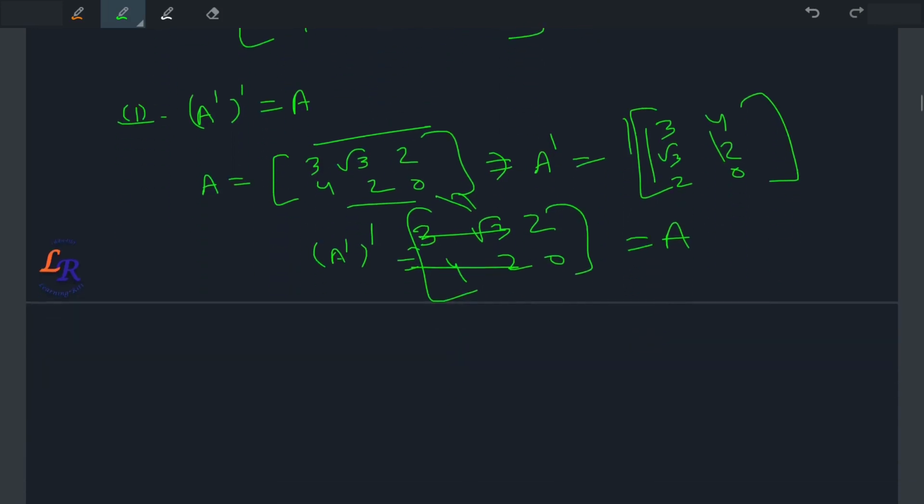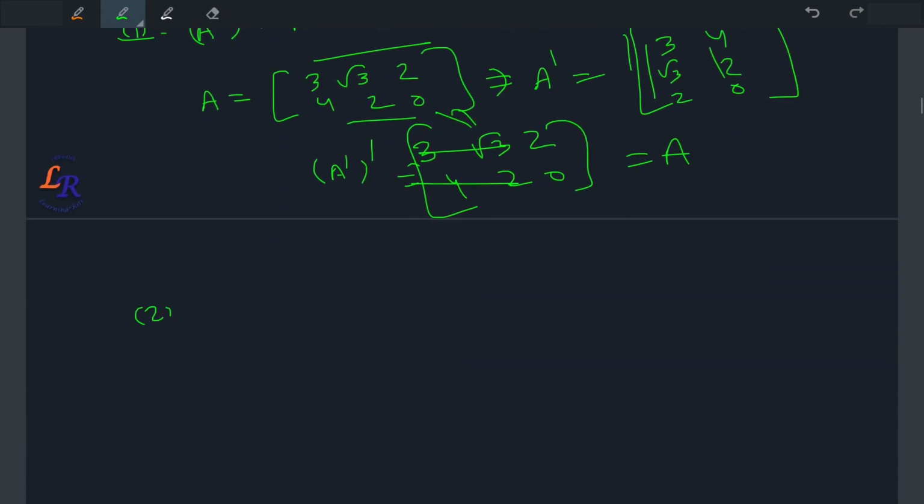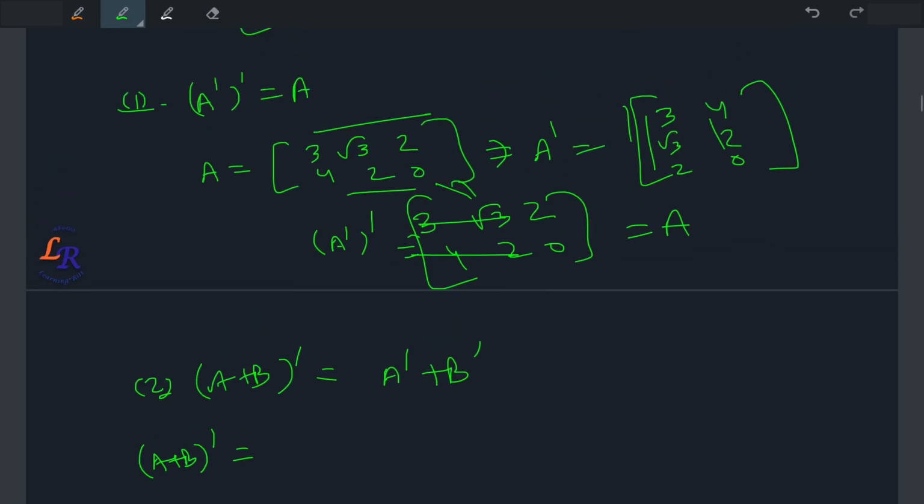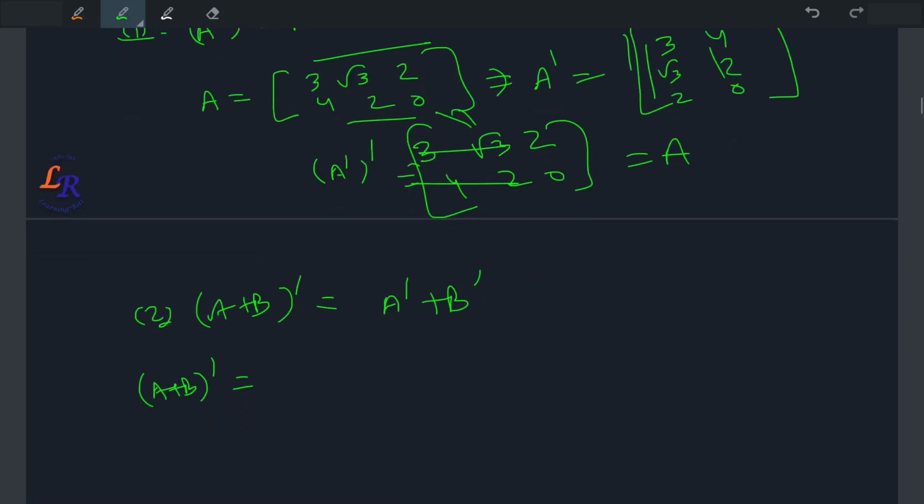Now talking about the second property, where we had (A plus B) dash is equal to A dash plus B dash. So first of all, let's find out what A plus B is. You add the two matrices A and B.